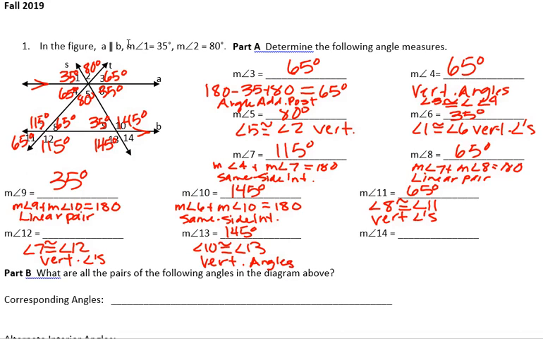And then I think we have 14, right? That's the only one that's left. Again, we have vertical angles here. So angle 9 is congruent to angle 14 because they're vertical angles. So that means that it's also 35 degrees.